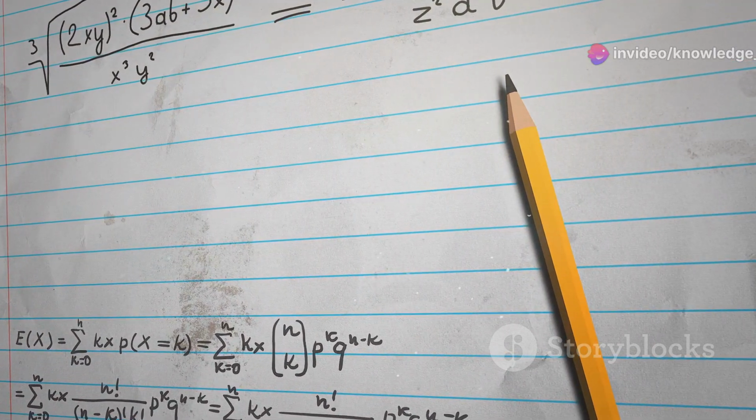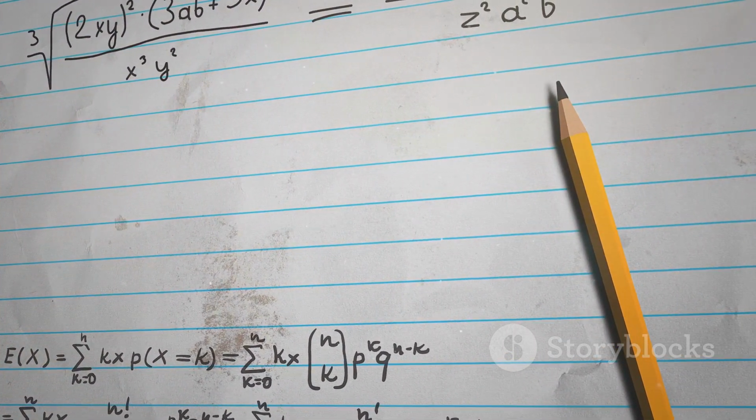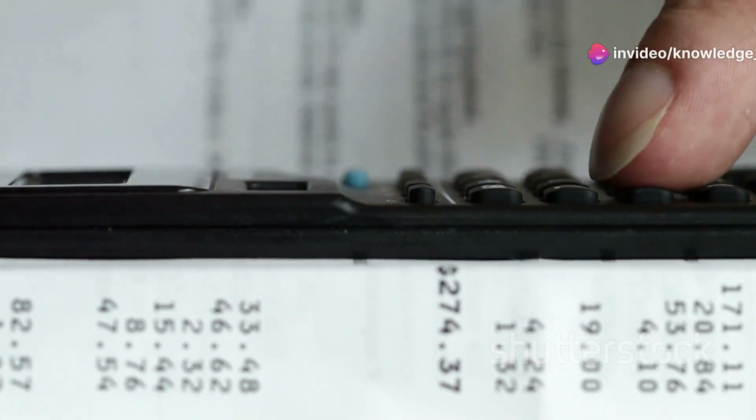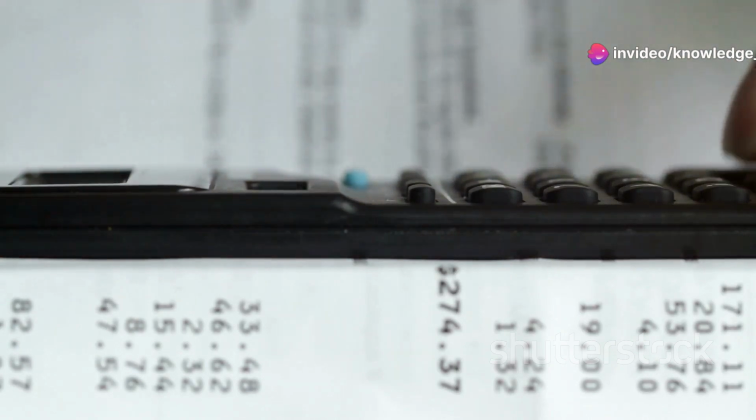=INDEX(B2:D10, MATCH("Product A", A2:A10, 0), MATCH("January", B1:D1, 0)). This formula might look complex, but it's straightforward once you break it down.